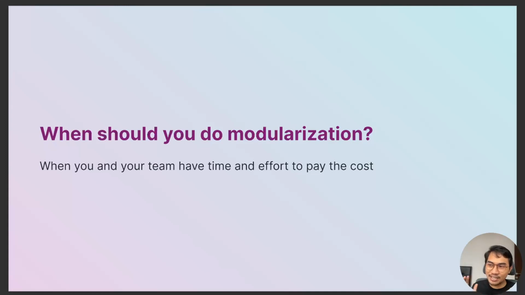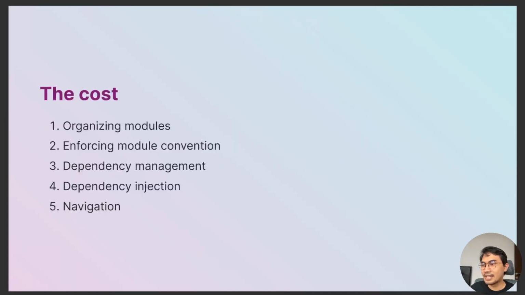When should we use modularization? When you and your team have the time and effort to pay the cost, which we just covered in this presentation. To summarize, you need to organize your modules by defining the app architecture and module types, enforcing module conventions by using a convention plugin, using a version catalog for dependency management, using the app module for dependency injection, and using intent provider for navigation.